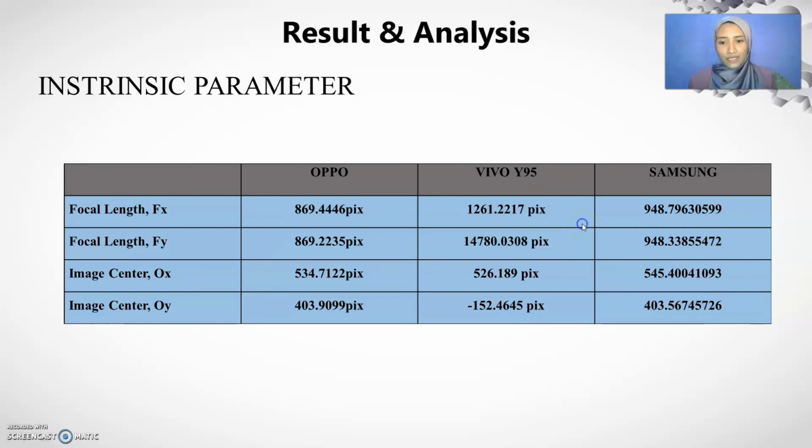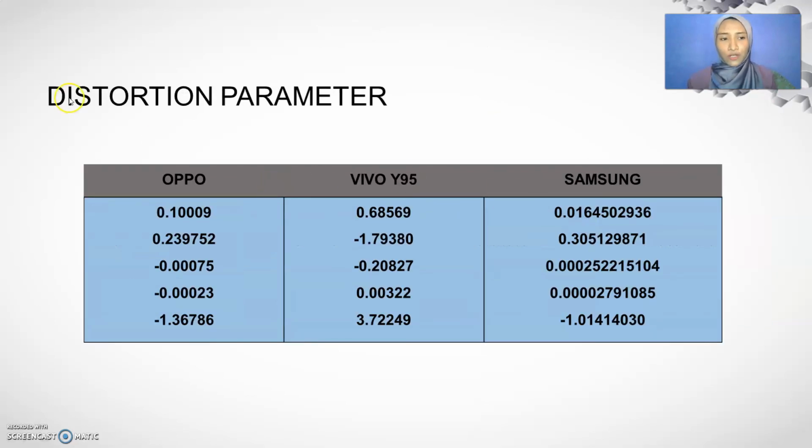Next is the distortion parameter. By looking at all these results, we can conclude the highest distortion is in the picture taken by Vivo. So that's all from me. Thank you.